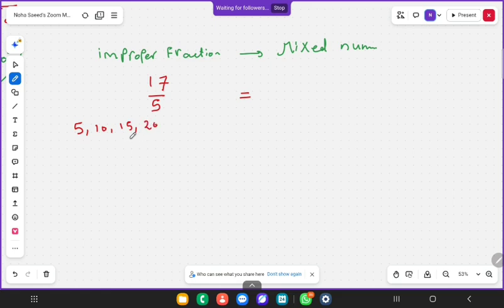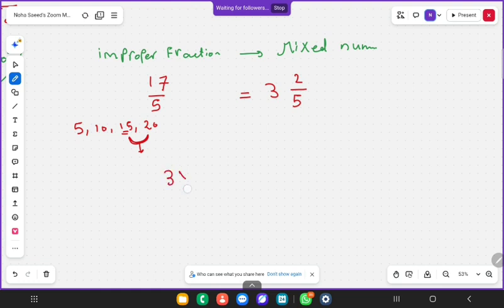20. Stop. 17 is here between 15 and 20. Take the least. Here, I will take 15. 15 divided by 5 equals 3. So it will be 3. And the difference between 17 and 15 is 2. And the denominator is very strong. I can't make any change in it. So it will be over 5. Is it easy? Okay, another question.